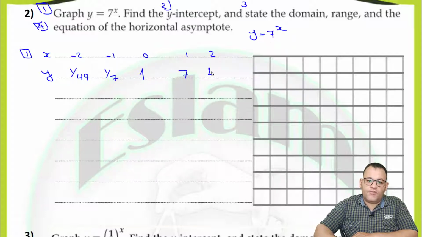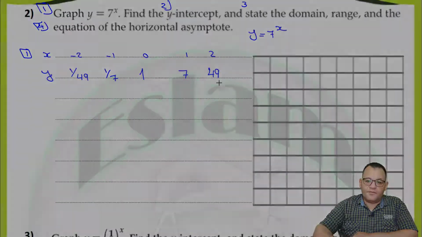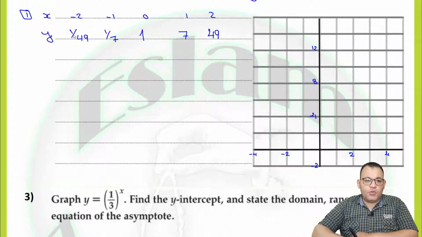7 to the power -2 equals 49. Now we can graph. The first point is -2 and 1 over 49. -1 and 1 over 7. 0 and 1. 1 and 7.